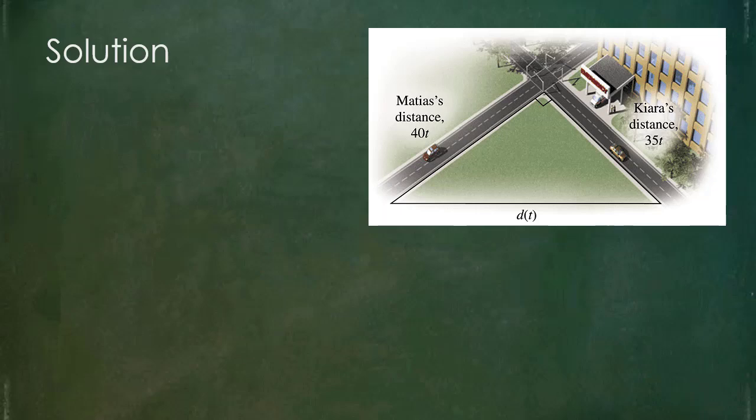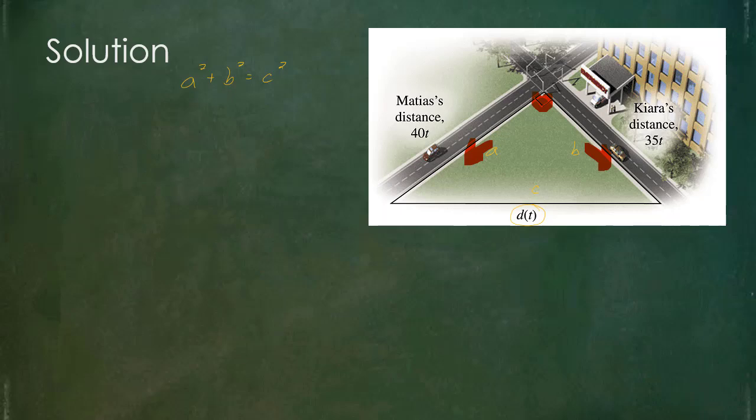So let's go ahead and get a little visual of what's going on here. As you can see, we've got this 90-degree angle that's formed right here. And they are traveling this direction out from there. They're going away from each other. So if I wanted to represent the distance d of t, that happens to be the hypotenuse of this triangle. Hopefully we can remember that we have a squared plus b squared equaling c squared, where a could maybe be Matthias's distance, b could be Chiara's distance, and c would be my hypotenuse.